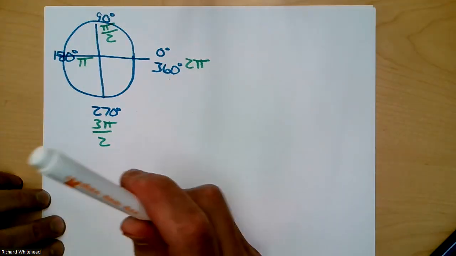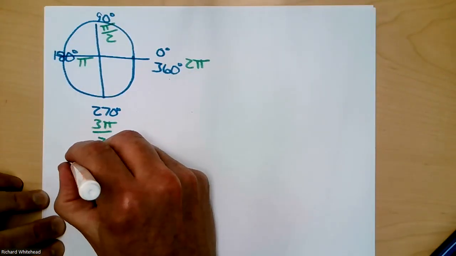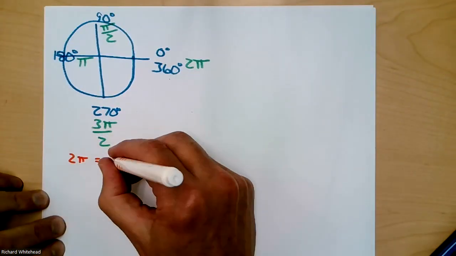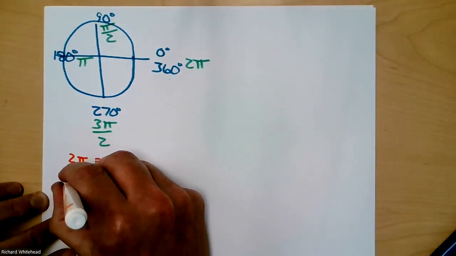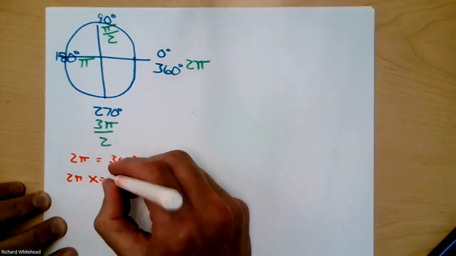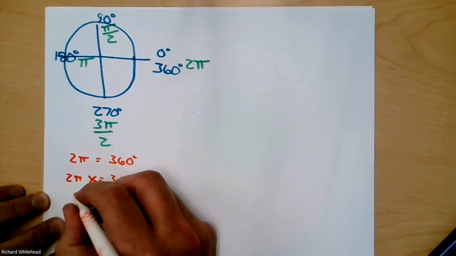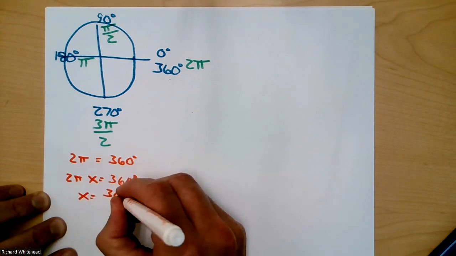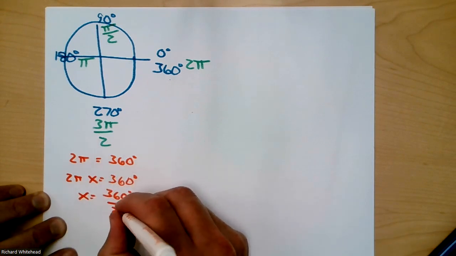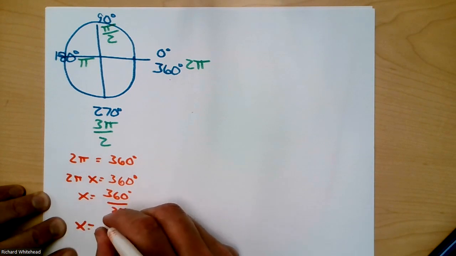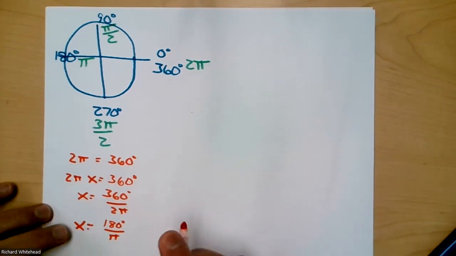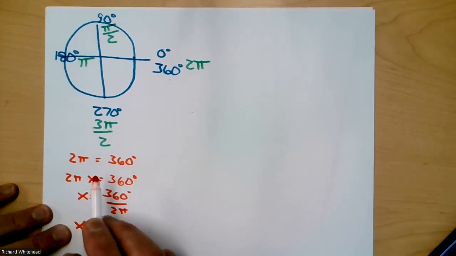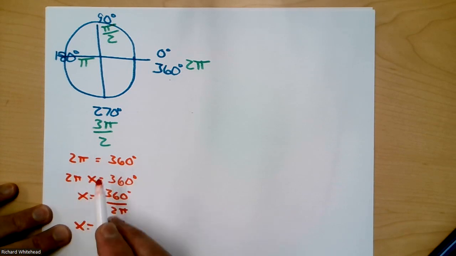All right, so if we elaborate on this a little bit, 2 pi is equal to 360 degrees. So if I've got X amount of radians is equal to 360 degrees, then X would be 360 degrees over 2 pi. So 180 over pi. So if I'm converting from radians to degrees, my conversion factor is 180 over pi.